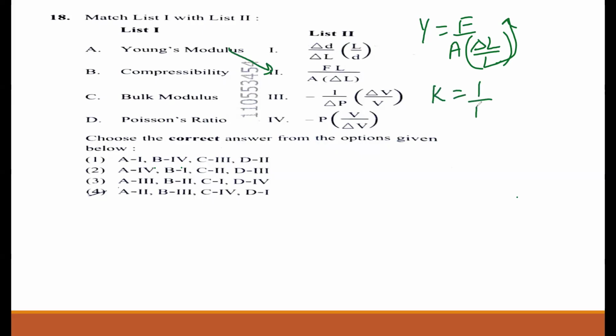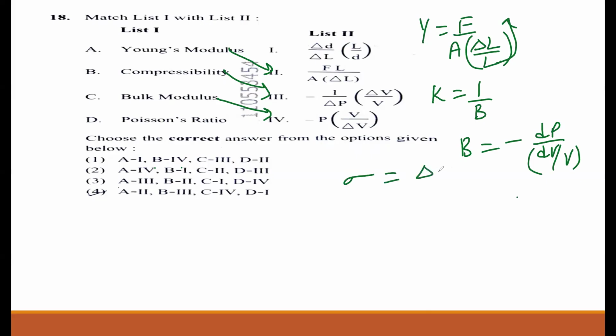Compressibility is the reciprocal of bulk modulus, and bulk modulus is minus dP by dV by V. So if I take bulk modulus, it is dP by dV by V, that is 4. Compressibility is the reciprocal of it. And Poisson's ratio is the lateral strain, that is in terms of diameter or radius, by the longitudinal strain. So this is the value. So that would be the first option. So here A2. Next, we have the fourth option, A2, B3, C4, D1. So that would be the answer here.